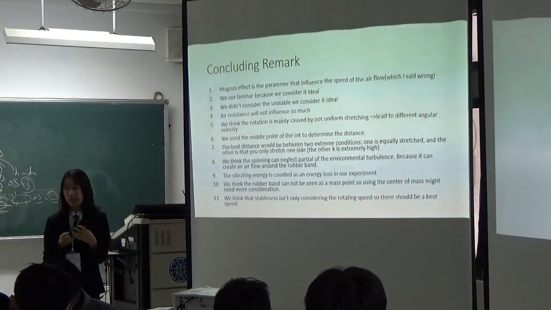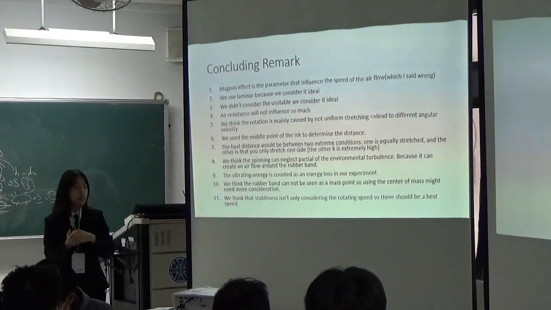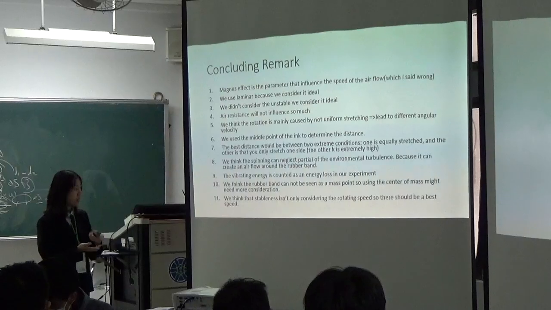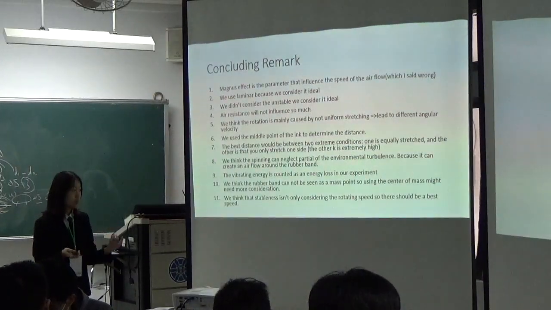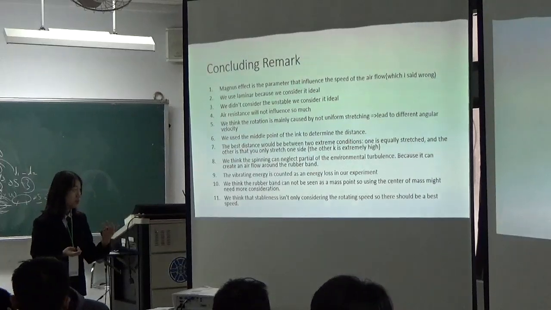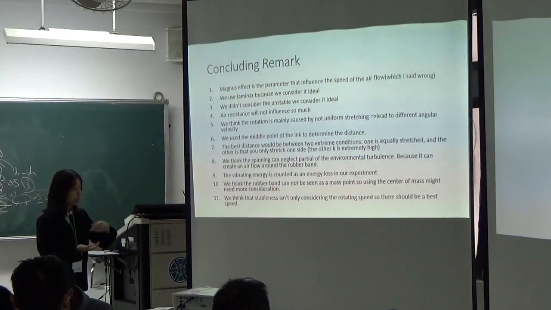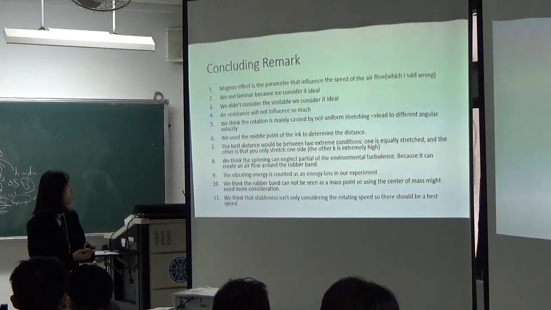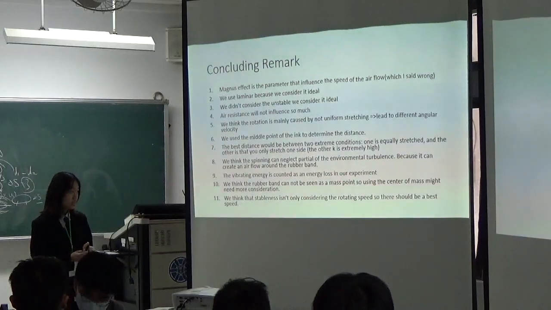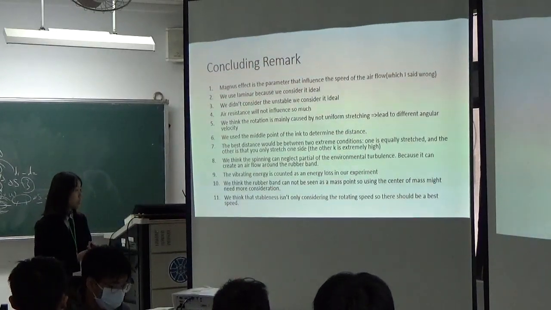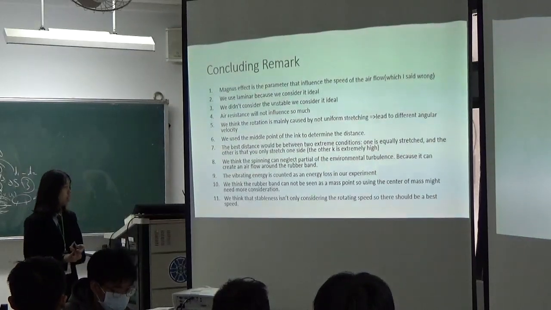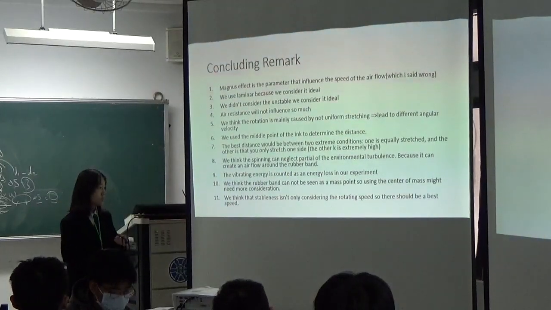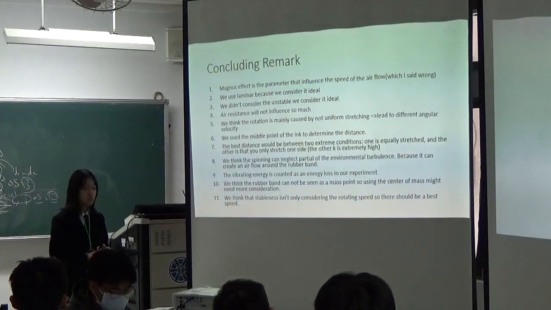And in my experiment, I found that delta S is 3 centimeters and 4 centimeters for horizontal and vertical shooting. And we think the spinning can neglect part of the environmental turbulence more because it can create an airflow around the rubber band, which will lower the turbulence. And the vibrating energy is counted as an energy loss in our experiment. And we think that the rubber band cannot be seen as a mass point, so using the center of mass might need more consideration. And last, we think that the stableness isn't only determined by the rotating speed, so there should be a best speed. Thank you.